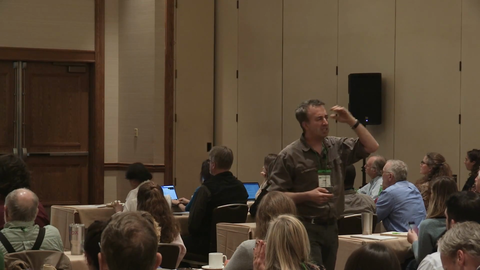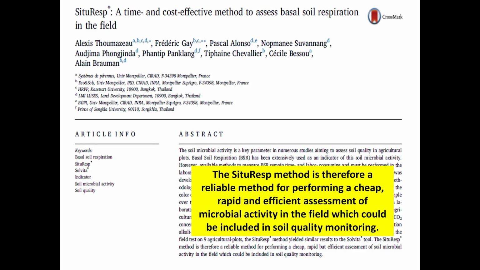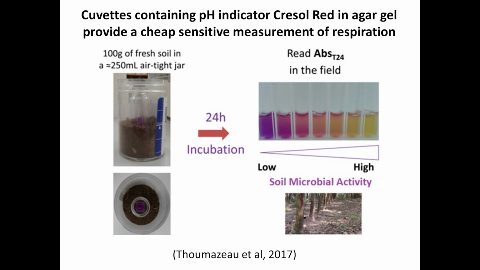Okay? But the Solvita test is expensive. I mean, it's not that expensive. It's only about $10 a pop, but when you look at what it's actually doing, it seems like there should be a cheaper way. Okay? And so this is a method that I'm working on right now. We take a little cuvette, we put in a gel that we impregnate with a pH indicator, and as respiration occurs, the pH indicator changes color. And so it's a way that for about 50 cents a shot, we can measure the respiration as accurately, if not more accurately, than the Solvita method.